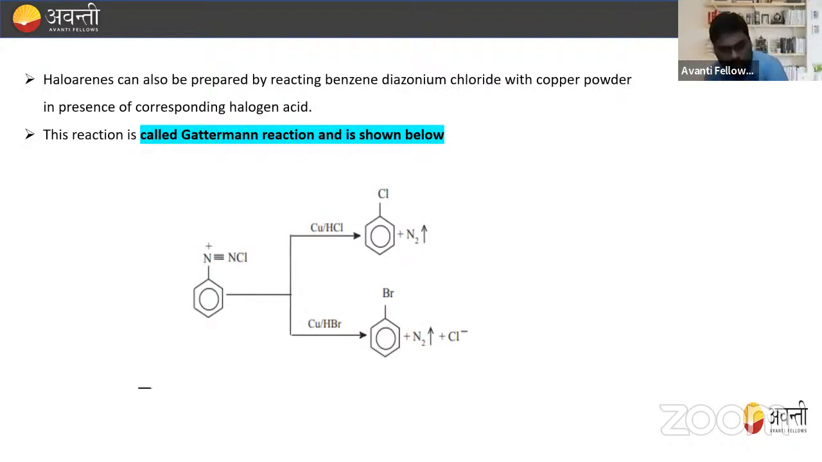So haloarenes can also be prepared by reacting BDC with copper powder in the presence of the corresponding halogen acid, and this reaction is called the Gattermann reaction, which is shown below. Always remember this thing, Gattermann.